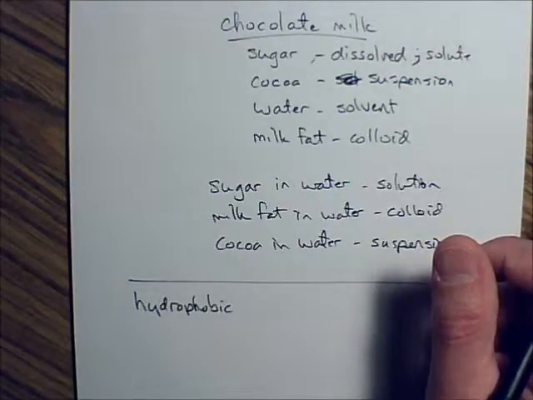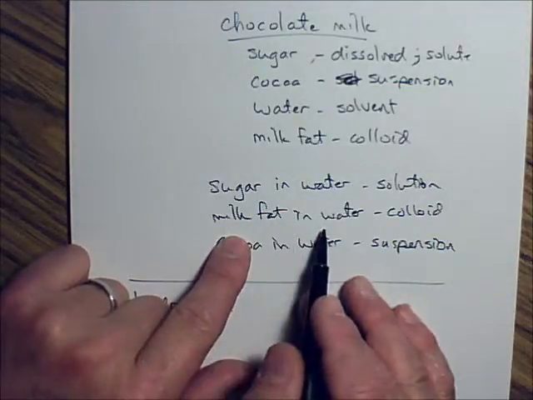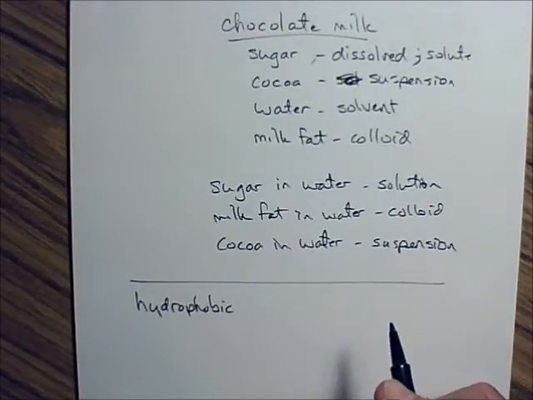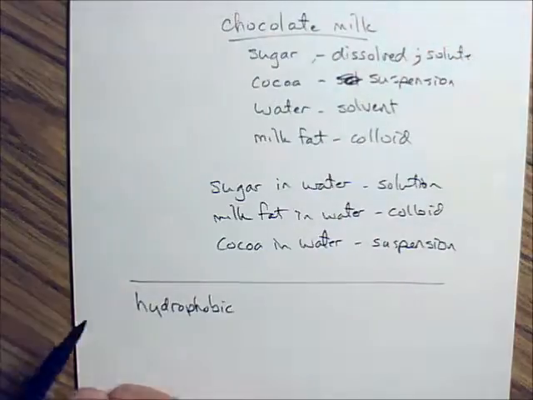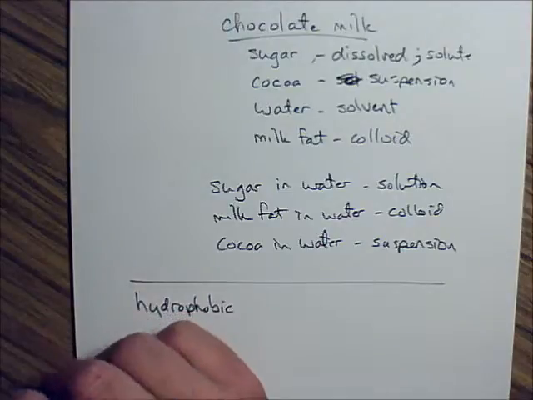Doesn't that mean processed? Yes, but to homogenize, all they do is take the milk fat particles and break them up into smaller pieces. If you have milk right out of the cow and you put that in the refrigerator, a lot of the fat will rise to the top. And that's how you make butter. Take the milk fat and make butter out of it.